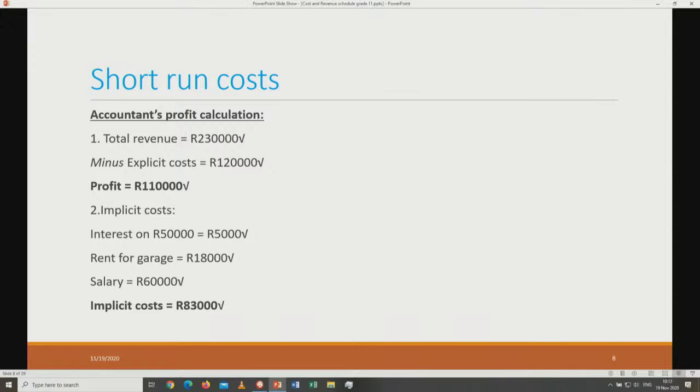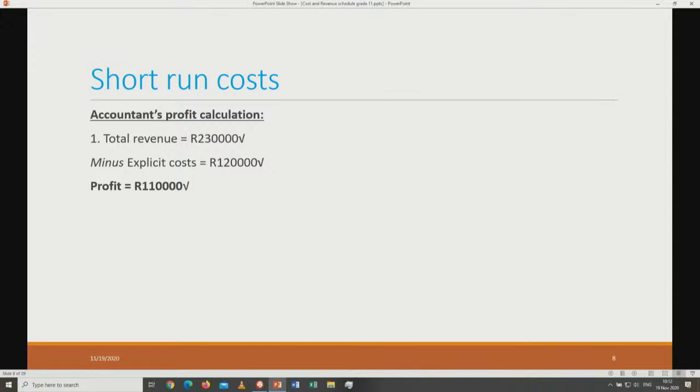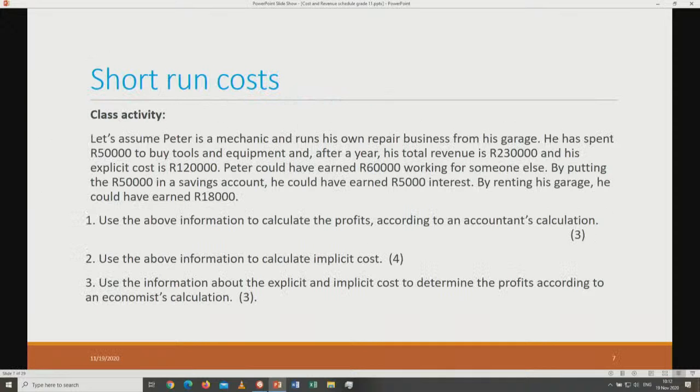Very easy to calculate. Now the last question, if we go back there and look at the last question, it says use the information above.